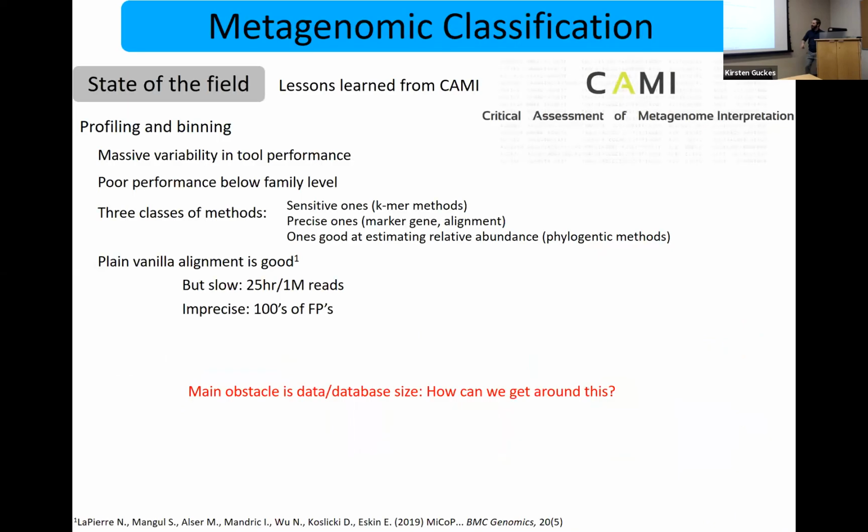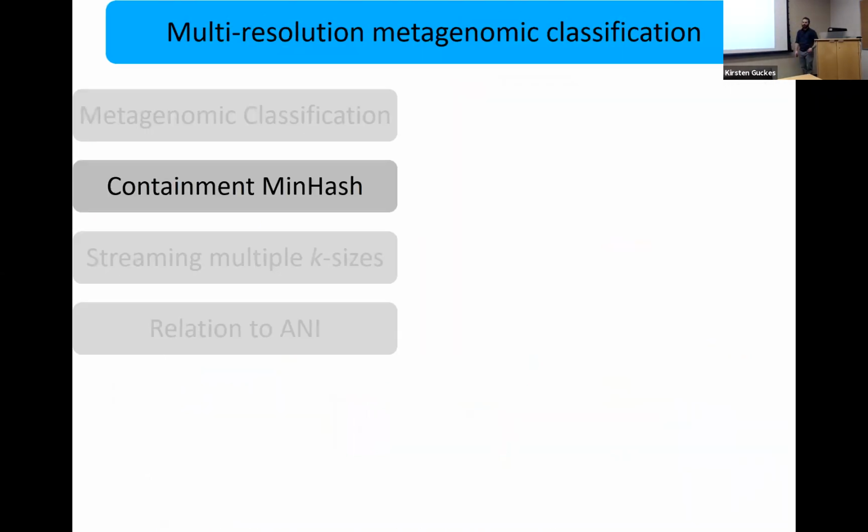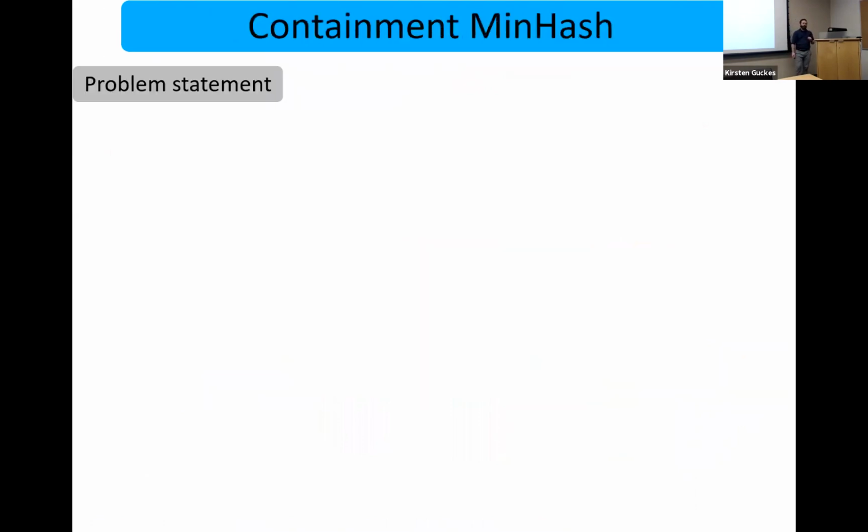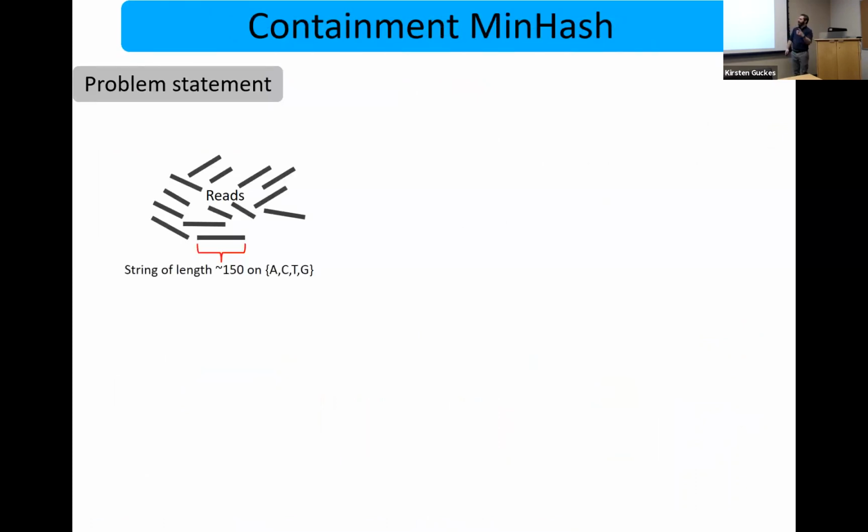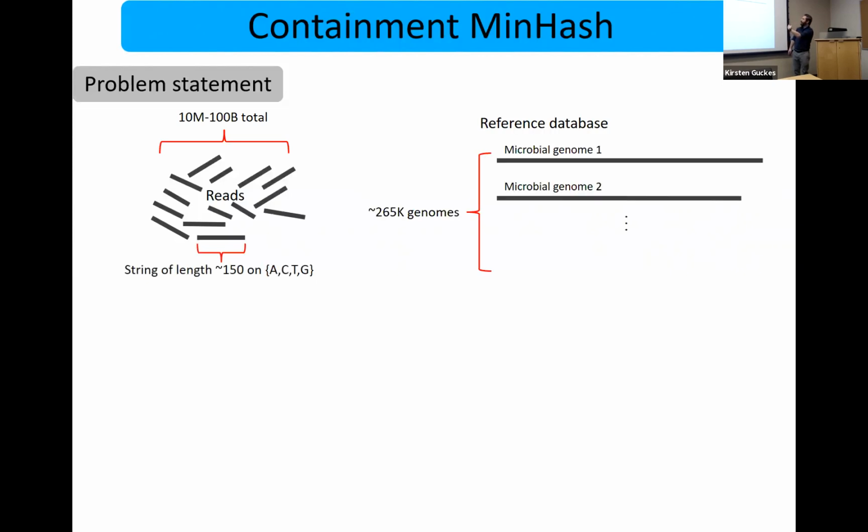Cool. Okay, so even if you don't trust your aligner, sometimes it just won't finish in time, right? Because the database is way too large. So what can we do? So now we're going to turn our attention to the main computational technique here to try to get around that problem. In particular, containment MinHash. So the problem statement is we've got all these reads right here, short reads, a bunch of them. And then we have a reference database, all of our microbial genomes. And this is what I mean that the reference database is large. Back in February, when I pulled all the genomes from NCBI, that's how many microbial genomes I was able to get, about 265,000 of them.